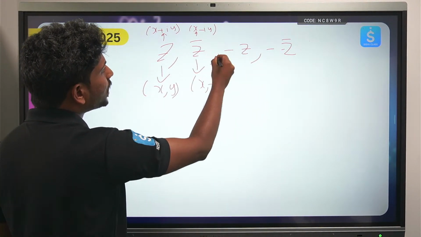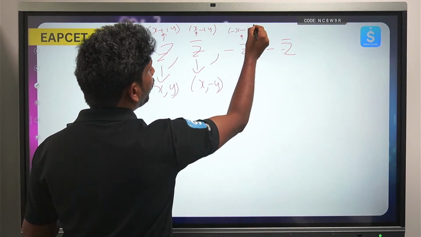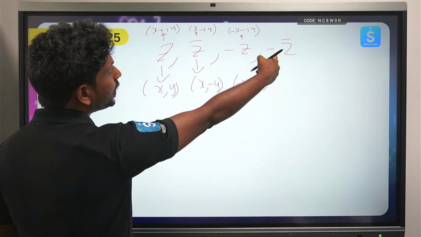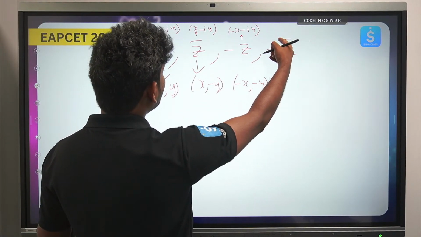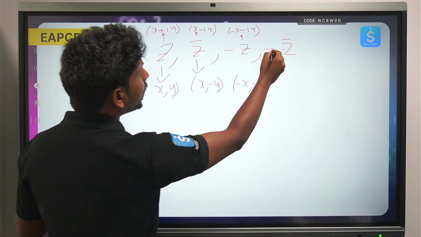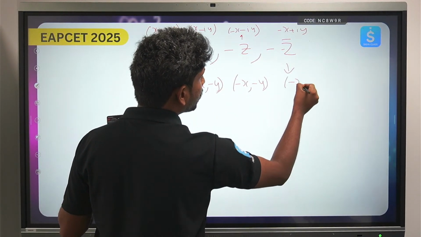And how will minus z be? This will become minus x minus iy, so the coordinates will be minus x comma minus y. Similarly, how will the coordinates of minus z bar be? This z bar is x minus iy, so minus z bar will become minus x plus iy. So we have these coordinates.